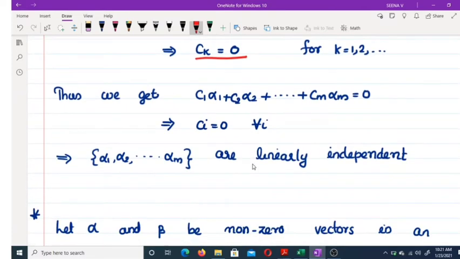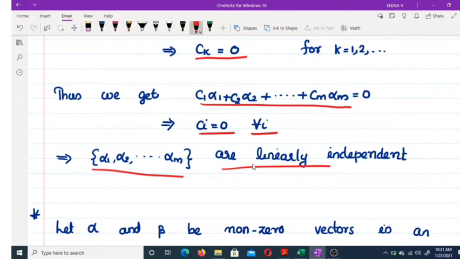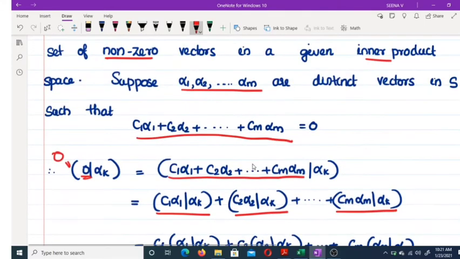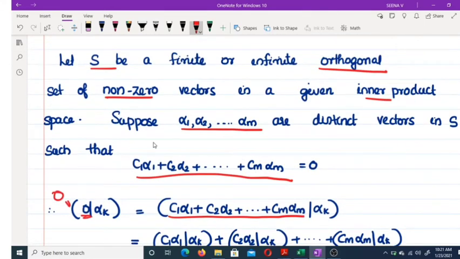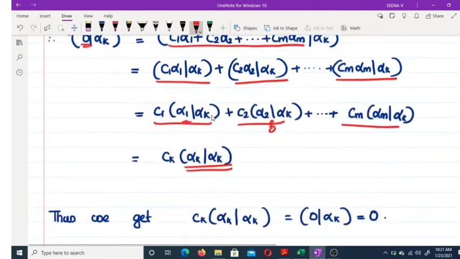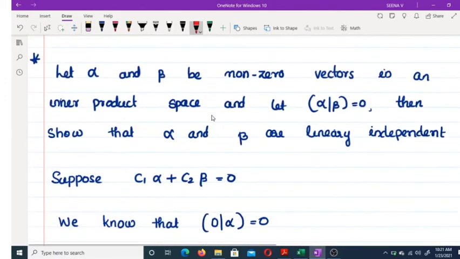Thus, we get C1 alpha 1 plus C2 alpha 2 plus etc. plus Cm alpha m equal to 0 implies Ci equal to 0 for every i. This implies alpha 1, alpha 2, etc. alpha m are linearly independent. Therefore, we have chosen some vectors in the set S. That means, in general, S is linearly independent.